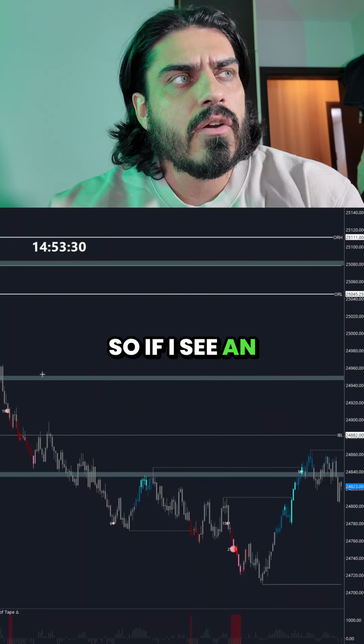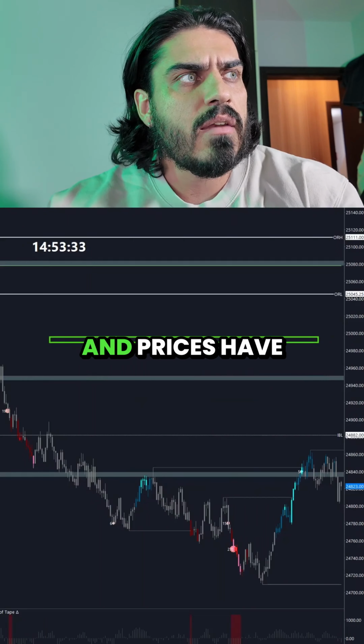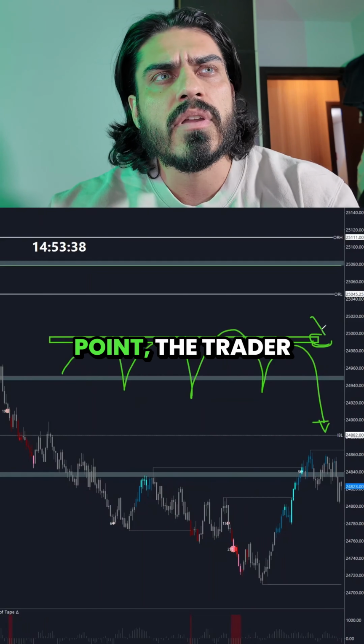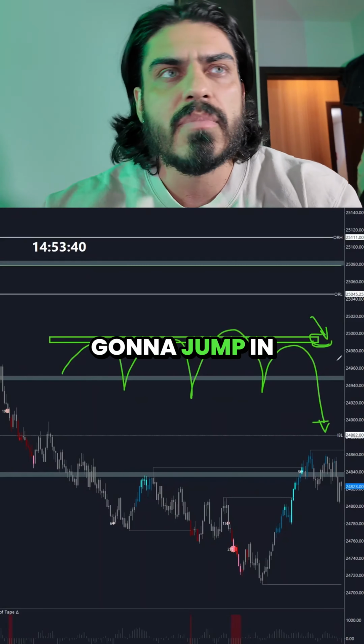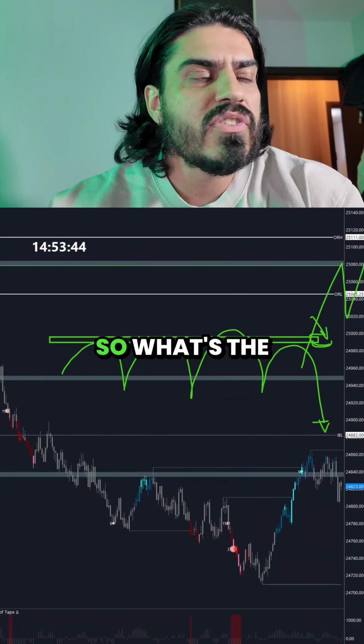So if I see an area, let's say this is the resistance, and price has traded it over and over again, and it's holding. Then at a certain point, the trader says, you know what, I'm just going to jump in because it's been holding. Let me do it. And then bam, it just completely reverses. So what's the deal there?